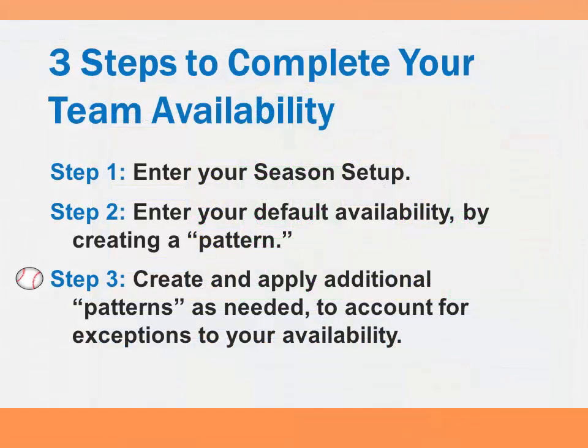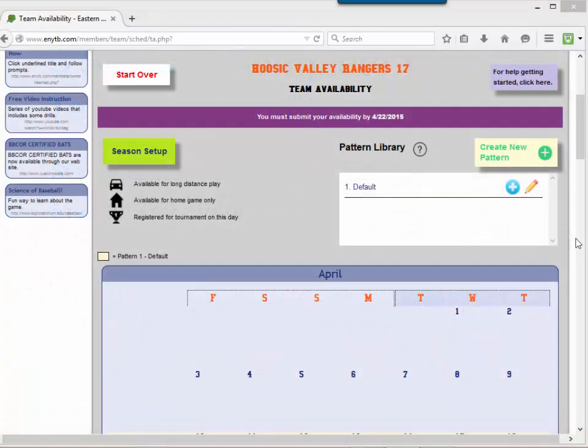Now it's time for step 3, which is to create patterns to account for any exceptions to your default availability, such as for weeks that managers are away on vacation or when there are other schedule conflicts. If you do not have any exceptions to your default availability, then you are done and you do not need to do anything else. But let's say there's a week where you are away on vacation and must block out Saturday and Sunday. To account for this time you are unavailable, you must create and apply a new pattern.